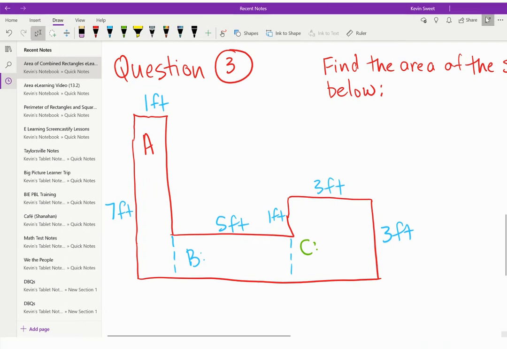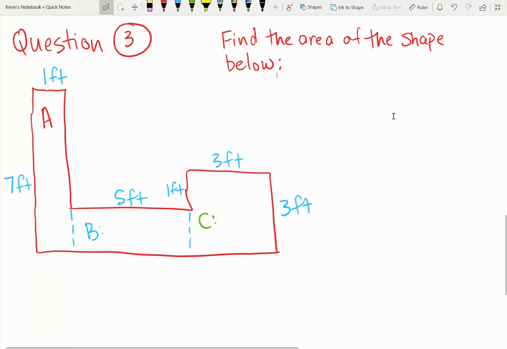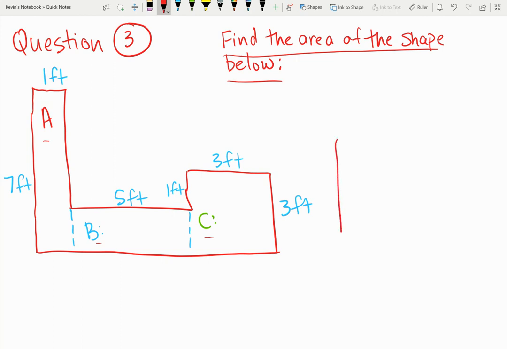All right. This is our last question of the lesson for today. So question 3, find the area of the shape below. So I've already labeled box A, B, C. So do what you know from question 1, 2, and also the example, and complete this problem, and go ahead and put your answer on It's Learning, and go ahead and pause the video now. Pause the video. This will be our last question of the day.